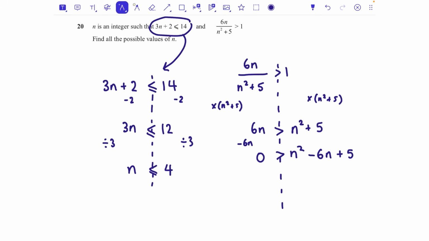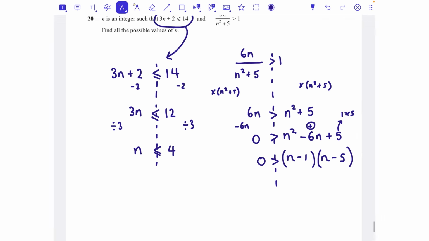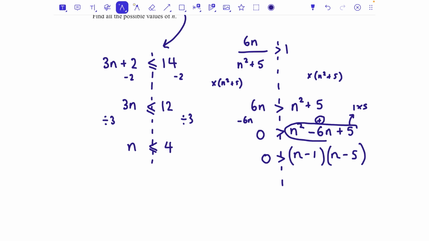Okay, now to solve that, we're going to factorise. This is a non-calculator paper, so it's unlikely that we'd have to do the quadratic formula. We weren't told to round anything, so it's probably going to factorise. So n and n, remember you're timesing to make 5, so that's got to be 1 times 5, and we're adding to make minus 6, so minus 1 and minus 5. So I now know that this quadratic has roots at n equals 1 and n equals 5.